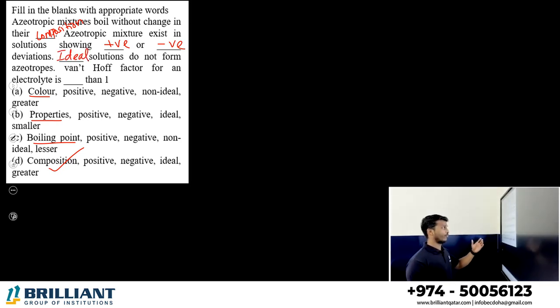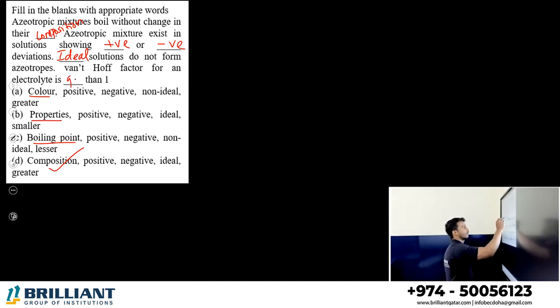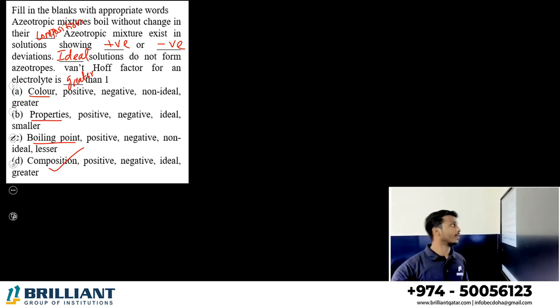And the Van't Hoff factor for an electrolyte is... okay, a normal electrolyte. Van't Hoff factor for a non-electrolyte is equal to 1. For a normal electrolyte, it is greater than 1. For example, NaCl gives you 2 ions, greater than 1. So greater. Okay, altogether your answer is option D.